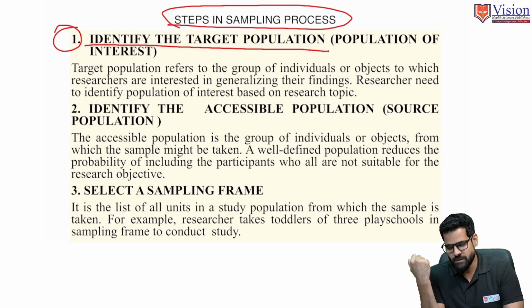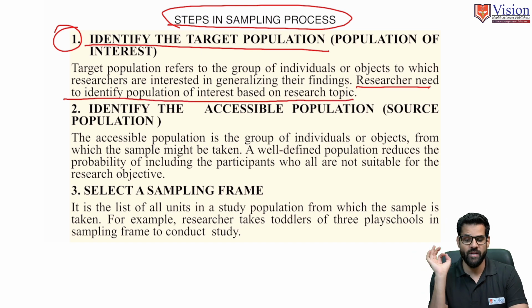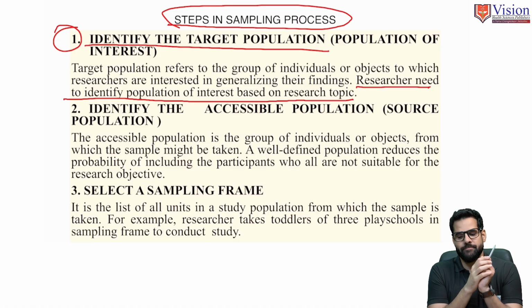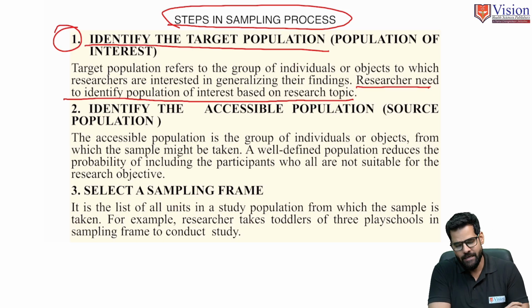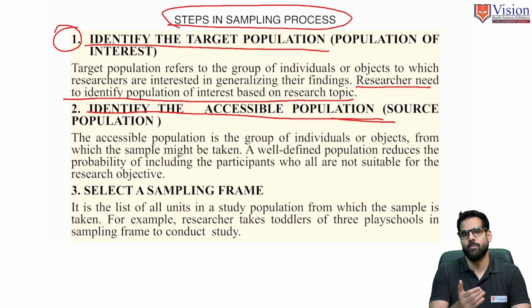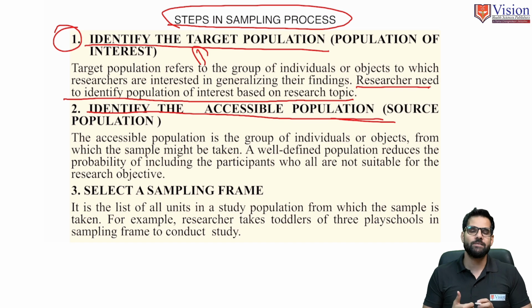Of course, a researcher needs to identify the population of interest based on the research topic. That is very important. Suppose you wanted to collect data regarding the prevention of HIV/AIDS among truck drivers, so truck drivers become your target population. Okay, second is to identify the source population. The accessible population is also known as the source population. Now all the truck drivers in India are your target population. Practically it is not possible for you to collect data from all the drivers, from all the states, from all the locations.